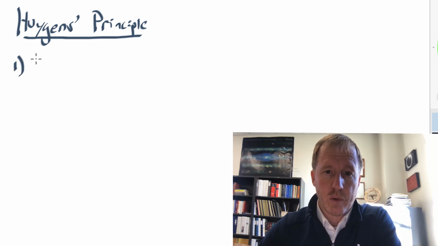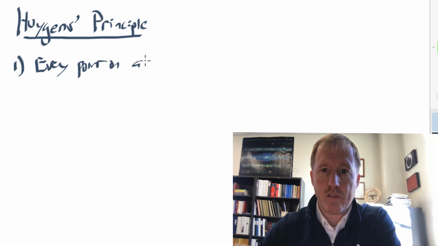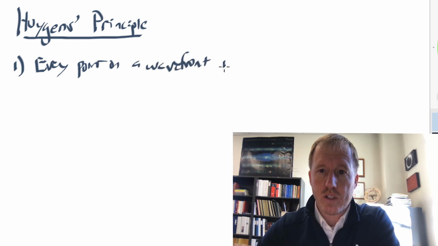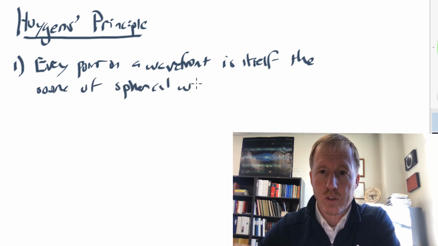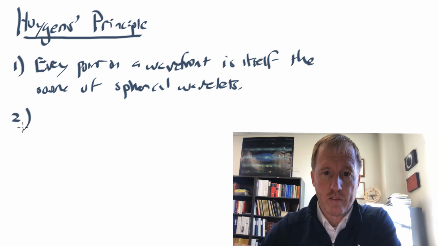He says when you're considering waves, every point on a wave front is itself the source of spherical wavelets. So little waves spreading from each point on the surface of a wavefront.